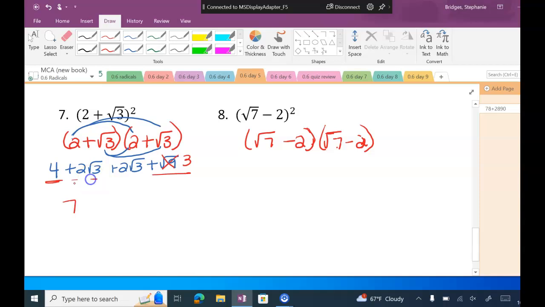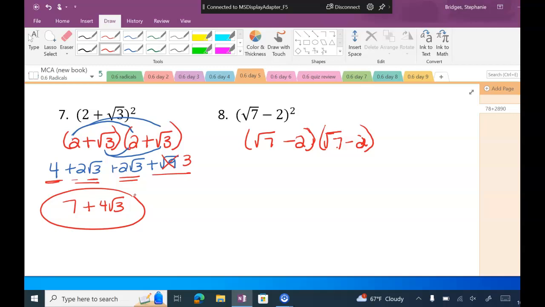7. And then a positive 2 square roots of 3 and a positive 2 square roots of 3, those do not cancel out. They add together to give me 4 square roots of 3. So we should have gotten 7 plus 4 square roots of 3 there. Is everybody okay with that?